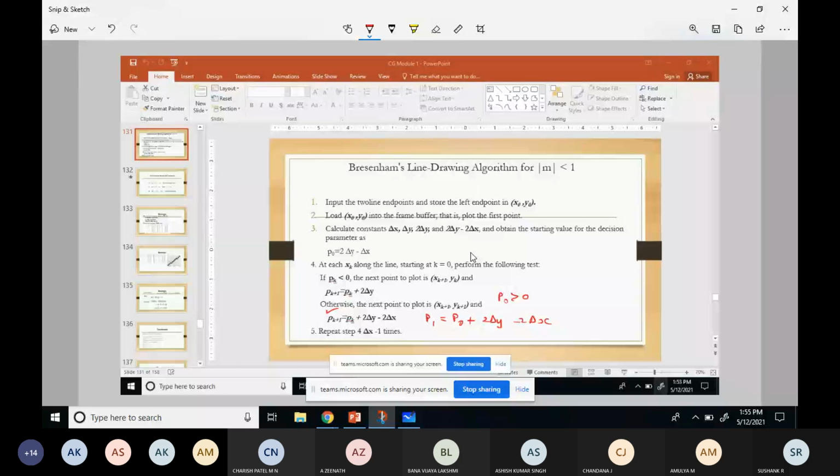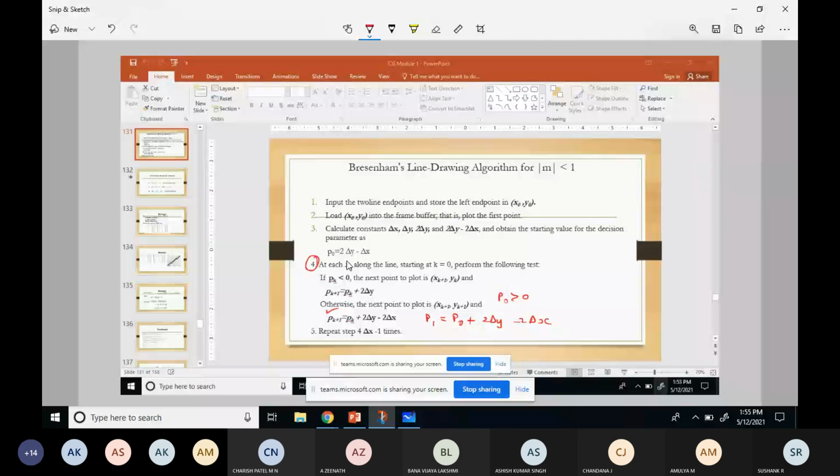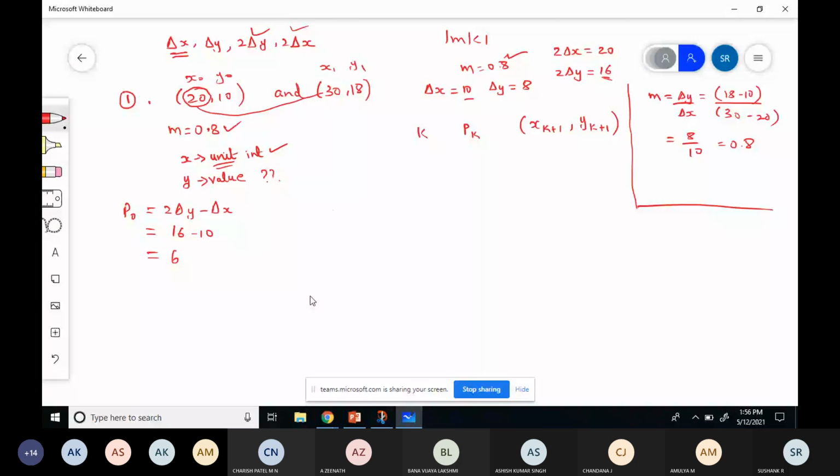And what is the delta x value? The delta x value is given as 10. So this step has to be repeated 9 times, because I know that delta x is 10 and I have to repeat this process 9 times. So let's start with that. Initially we'll maintain this table. p naught I've got as 6.